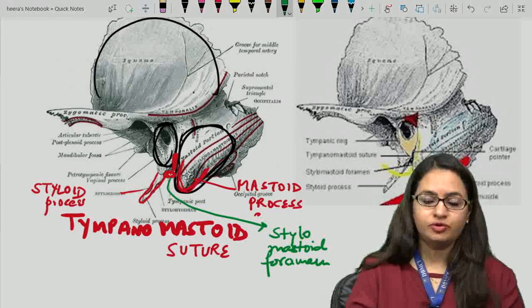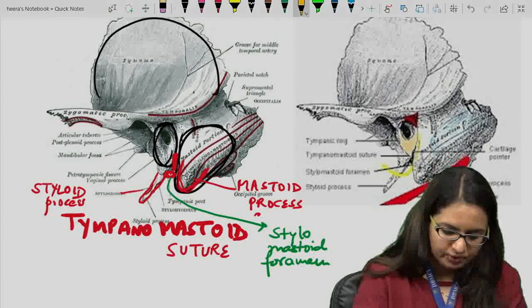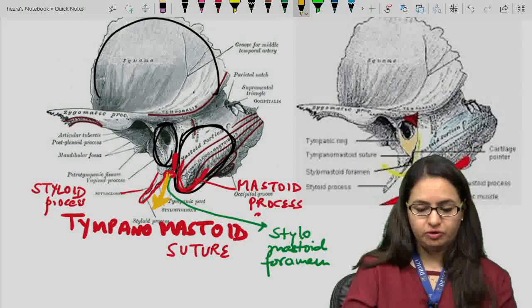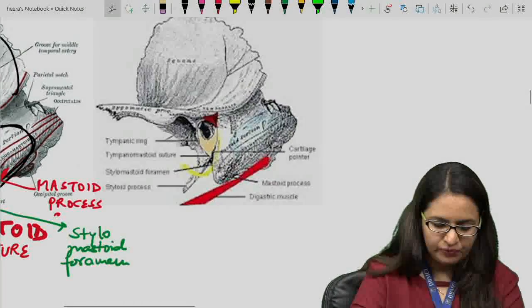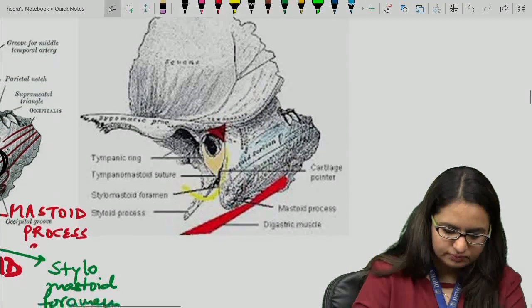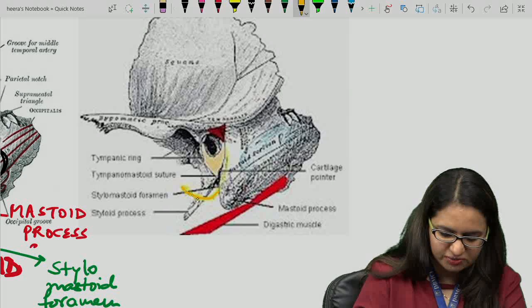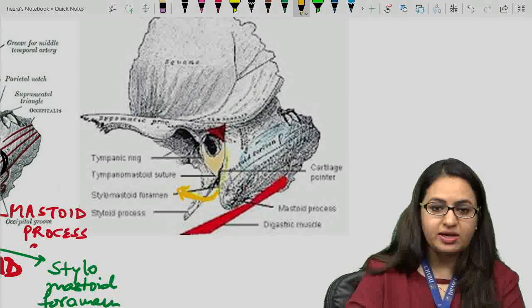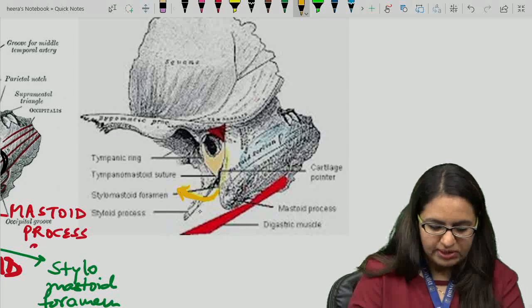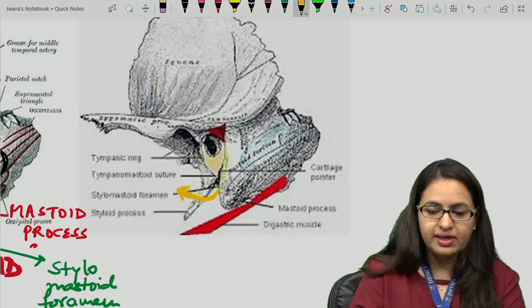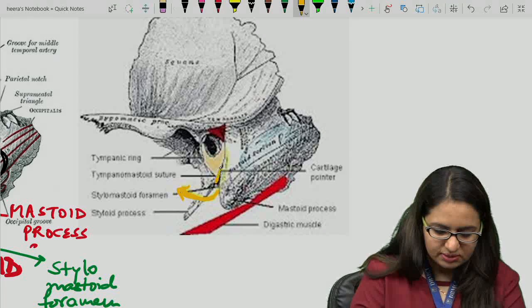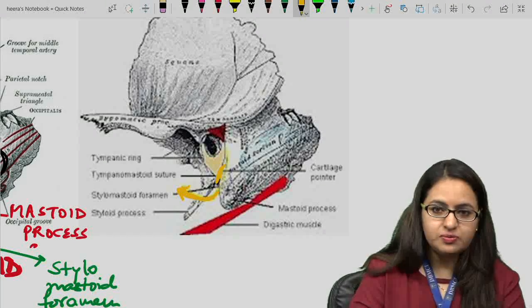Through the stylomastoid foramen, the facial nerve exits out. If we see the same thing in this diagram, we can visualize this is the facial nerve, shown coming out through the stylomastoid foramen. When we are doing any surgery in this area, we can localize the facial nerve with the help of the surgical landmarks present around. One important landmark is the tympanomastoid suture present over here.